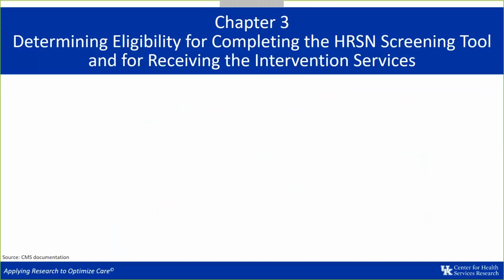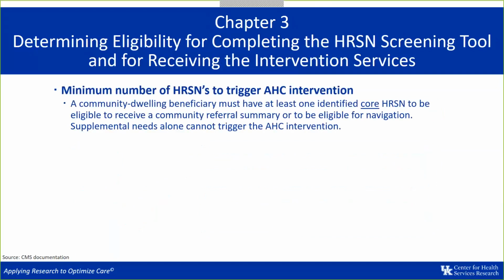So here's a couple important points to remember. A beneficiary must have at least one core HRSN to be eligible to receive a community referral summary or be eligible for navigation. This means that if a patient is flagged as having a family and community support need and no other needs, they are not eligible to receive the summary or navigation if they're high risk. Of course, you may feel free to distribute the community resources as you see fit. That beneficiary will still count toward your screening numbers, but won't count toward your navigation numbers if they're deemed high risk.